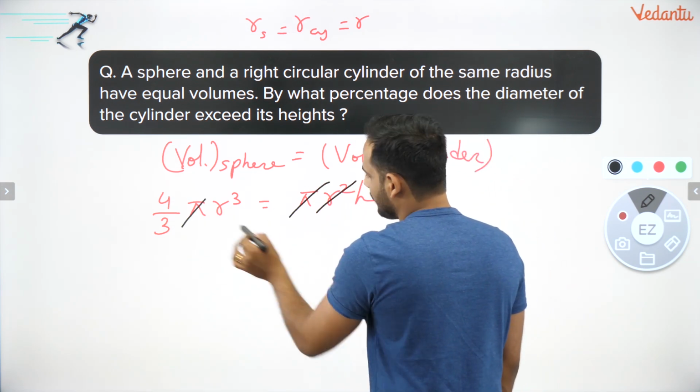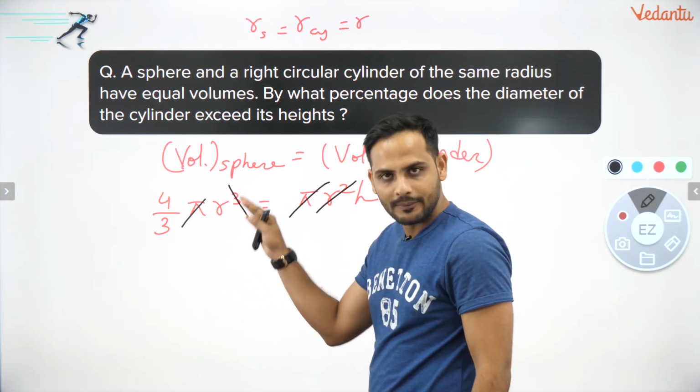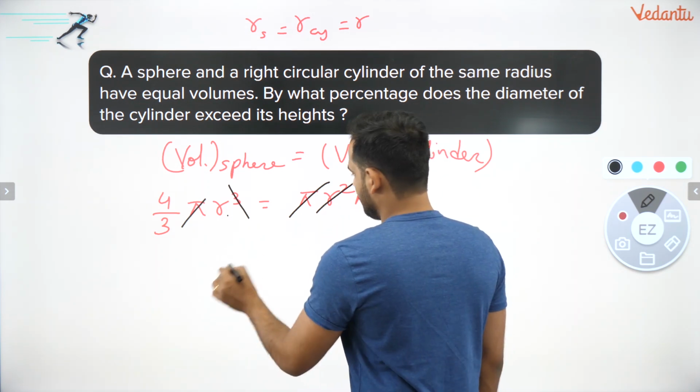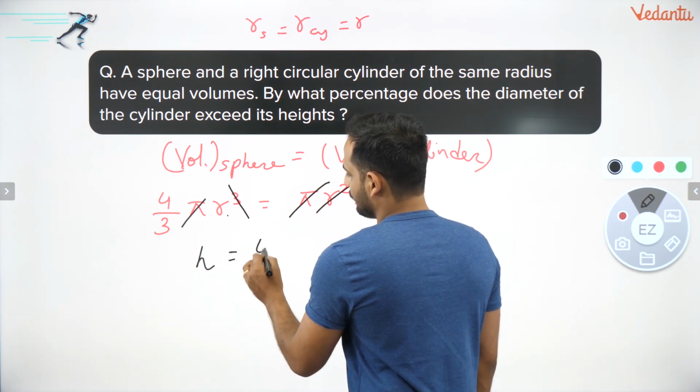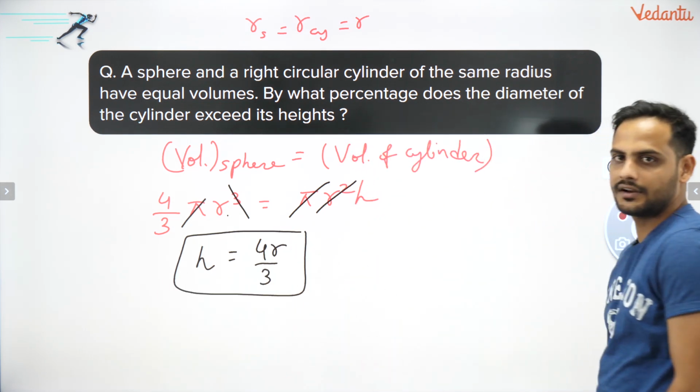Okay, so pi to pi got cancelled. From r square to 2r will get cancelled. So you are left with only 1 r. Right? R cube upon r square is what? R only. So you are left with r. So you will get, bachon, that height of the cylinder is 4r by 3. Right? Height of the cylinder is 4r by 3.